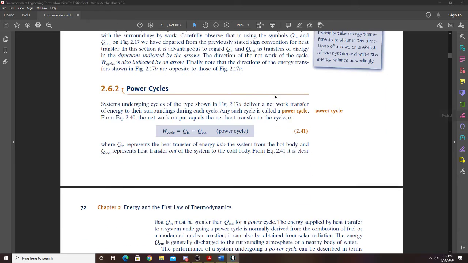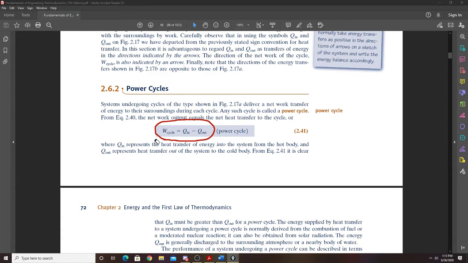So let's move down. Power cycles is the first one. So right here, as I said, work cycle is equal to Q in minus Q out. This is for a power cycle. So it says systems undergoing cycles of the type shown in Figure 2.17A, which was the first one we looked at, deliver a net work transfer of energy to their surroundings during each cycle. Any such cycle is called a power cycle. So whenever it delivers work to the surroundings, it's a power cycle. When it takes work from the surroundings, it's a refrigeration cycle.